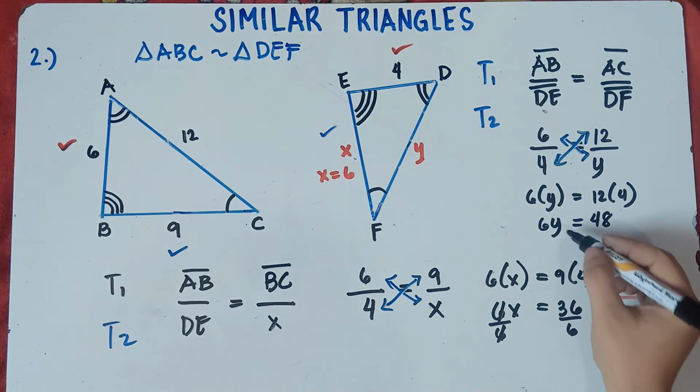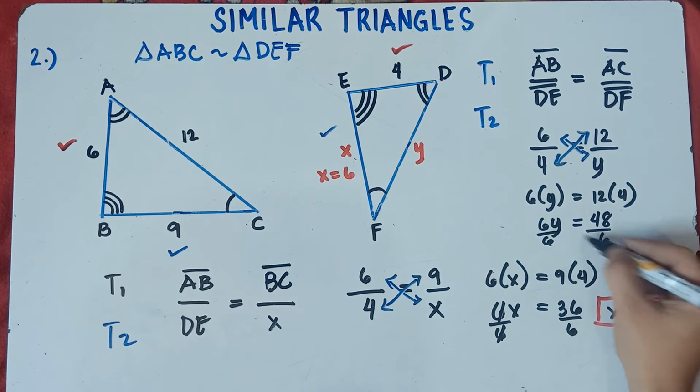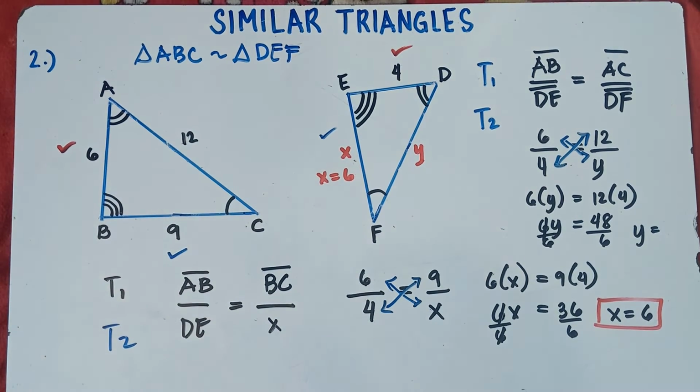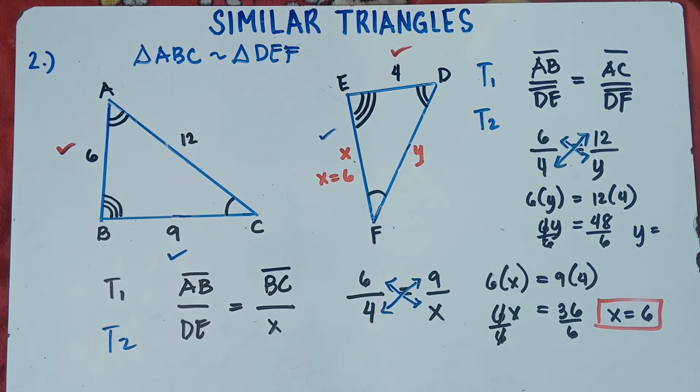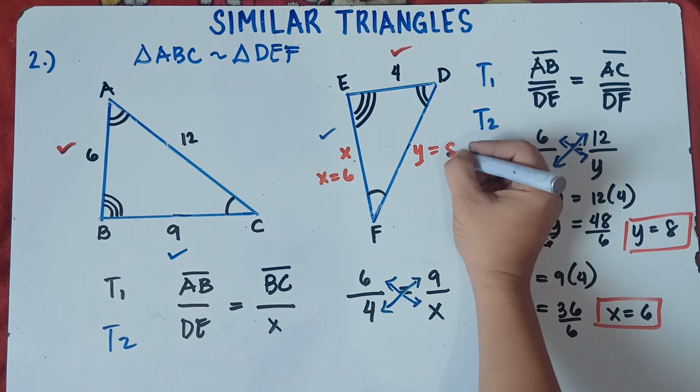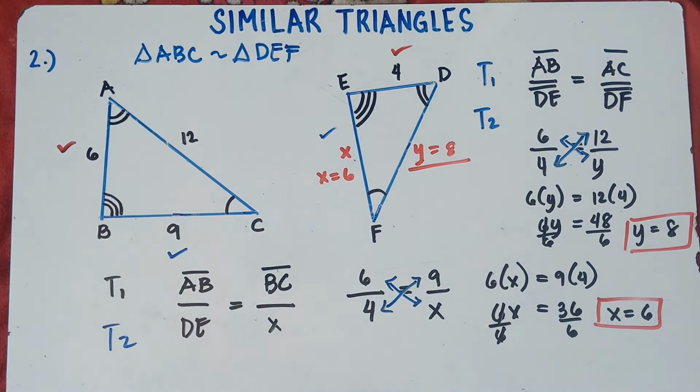And to get the value of Y, you divide both sides by 6. Cancel this out, so Y equals 48 divided by 6. What's the answer, class? That's correct, that is 8. Therefore, class, Y is 8. That's it, class. That's the answer for number 2. I hope you got this one, class. Alright, all set for number 2.